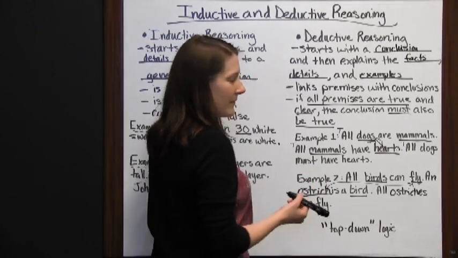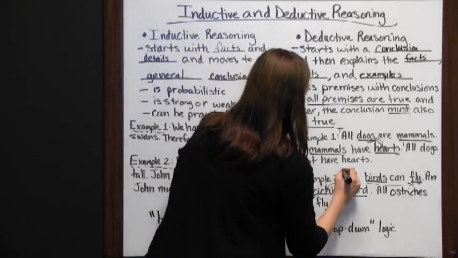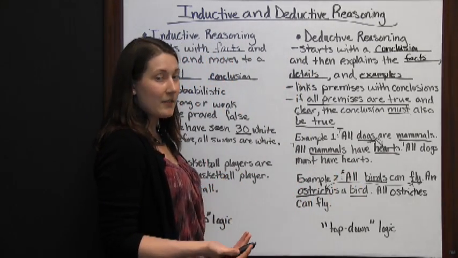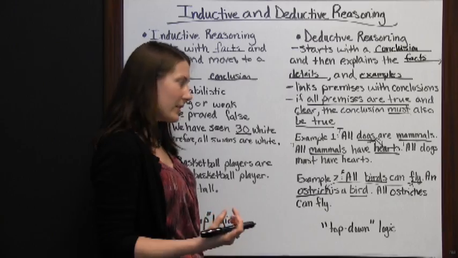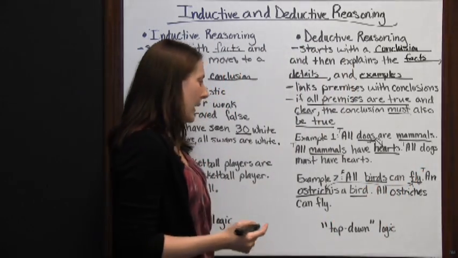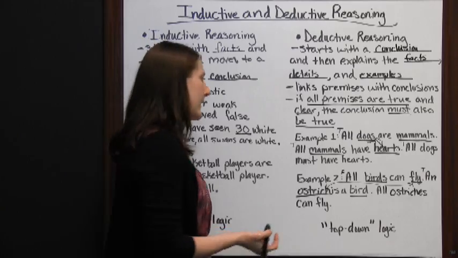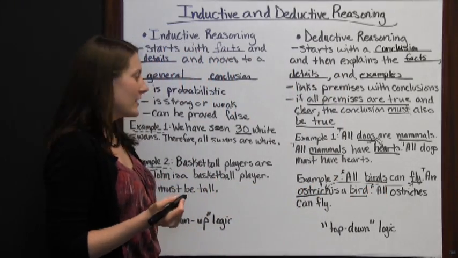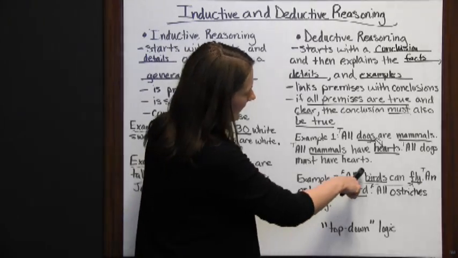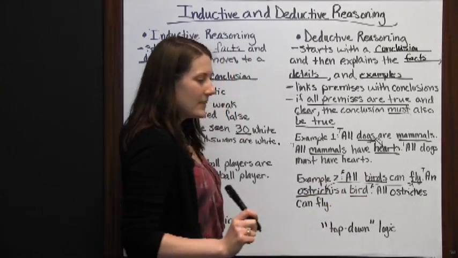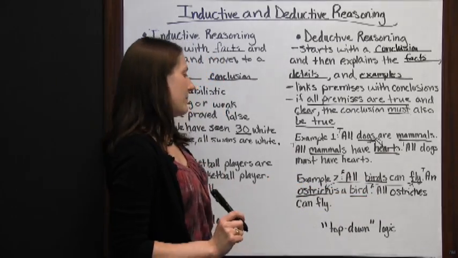All birds can fly. Well, that one is false. There are actually about 40 different species of birds that can't fly or are called flightless birds. An ostrich is a bird. Well, that one's true. All ostriches can fly. That one is false. Ostriches are a species of flightless birds. So, since the first sentence was false, the second sentence, our conclusion, ended up being false.